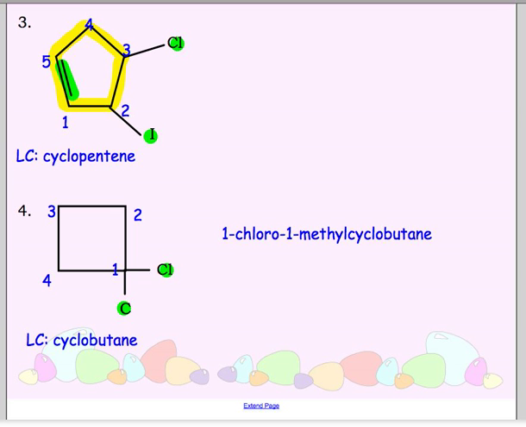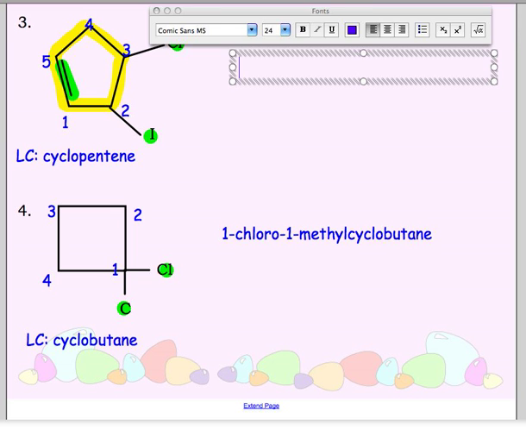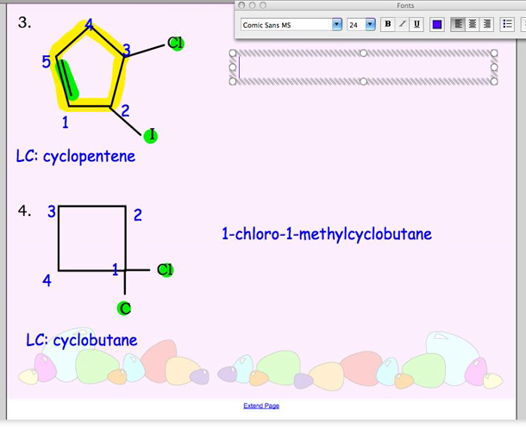So when we put it all together, we still worry about alphabetical order, and chloro is before iodo. So we're going to say 3-chloro, 2-iodo, and then we have to have our number for the double bond. It's between the 1 and the 5, so we're going to pick 1, and it's cyclopentene.